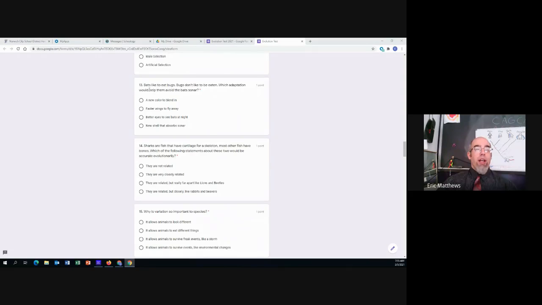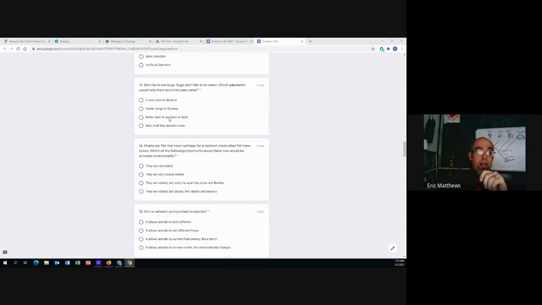Number 13, bats like to eat bugs. Bugs don't like to be eaten. Which adaptation would help them avoid the bat's sonar, the clicky sound waves that bats use? Would new colors to blend in beat the sonar? Would faster wings to fly away beat the sonar? Would better eyes to see bats at night beat the sonar? Or would a new shell that absorbs sonar beat the sonar?